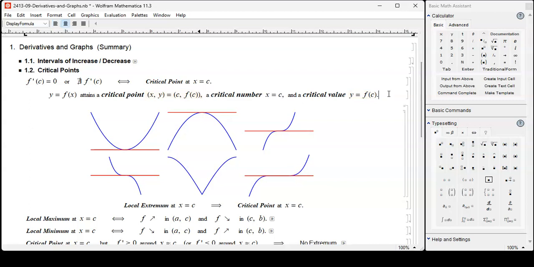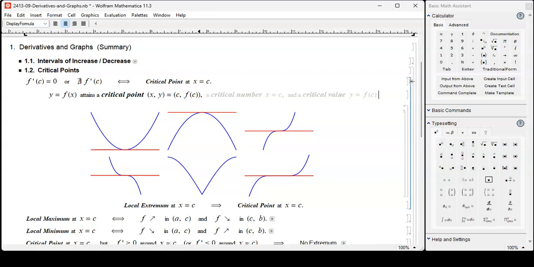That's the way our textbook author explains, but in my opinion, that's a bit too many terminologies. So I'll try not to use these, critical number, critical value, those kinds of things. The majority of the time, I'll just go ahead with critical point, and then I'm going to specify the x coordinate of the critical point, or that the function attains a critical point at x equal to c.